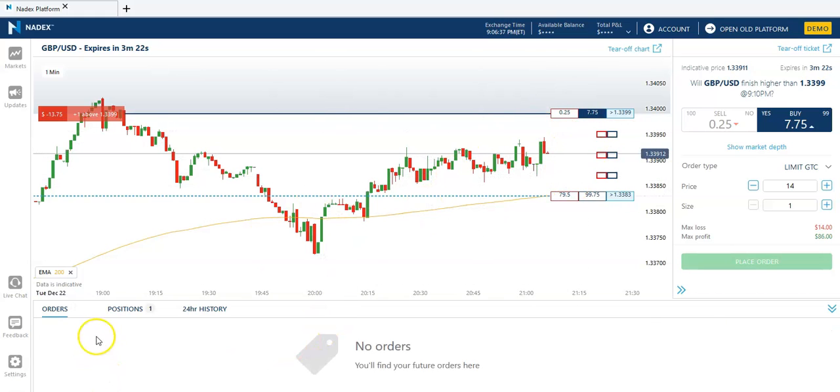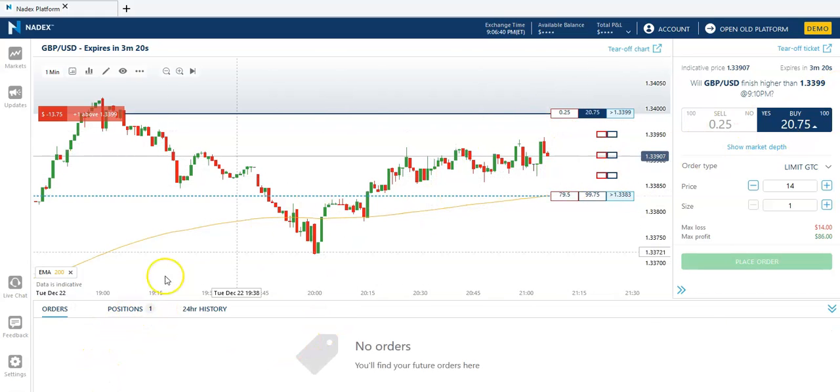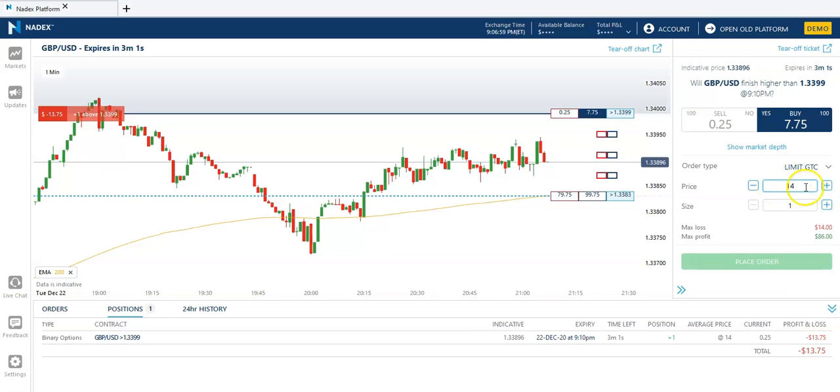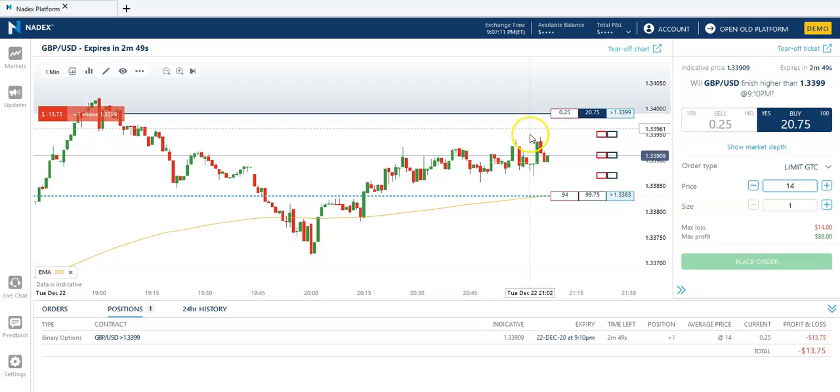So we're going to wait. Oh, look at that. We just got filled. Somebody came in and took our order. So now our max risk is $14, right? So if we come back up here and change this to $14, or you could type in whatever you want. Our max loss is $14. Our max profit is $86. So we still have a little under 3 minutes left for this to go up.